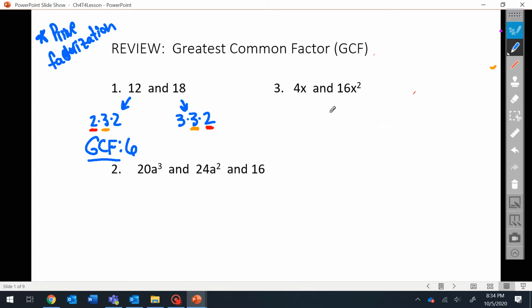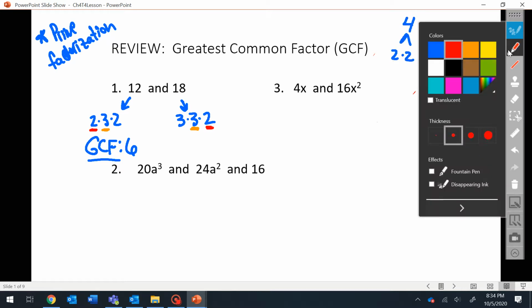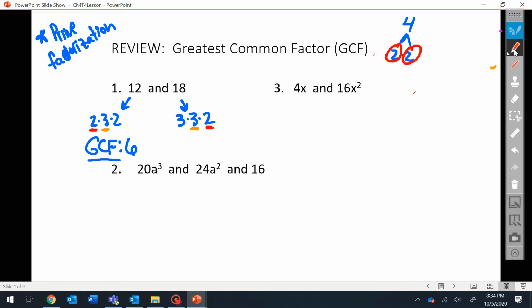Alright, let's do number 3 and then we're going to do number 2. Number 3, 4x. When we have a variable, we just need to break down the variable as well, and I'll show you how to do that in just a second. First, let's break down 4. 4 breaks into 2 times 2. Both of those are prime. So 4 breaks down into 2 times 2, and x doesn't break down. So this is just 2 times 2 times x.